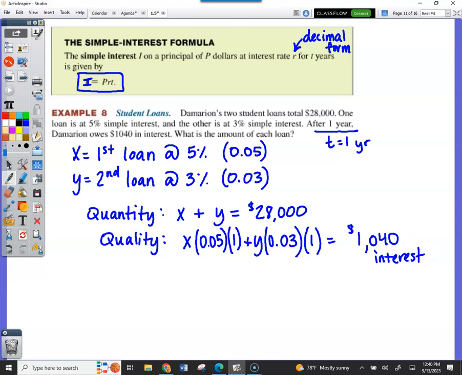All right, so here's where it came from. The first loan was at 5%, and it was for a year. The second loan was at 3%. It was for a year. The sum of those interest values we know totals to $1,040. Now I'm going to clean it up because that is lots of unnecessary stuff. See it? So we have 2 equations.